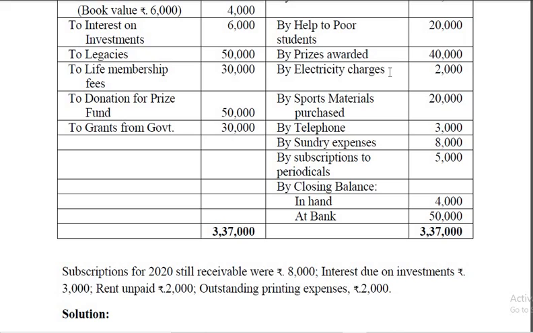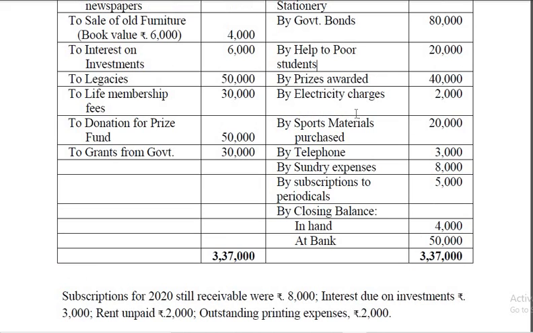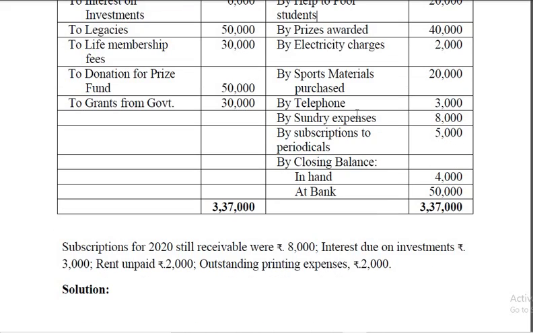Electricity charges, it's an expense. Sports materials purchased, okay. Yes, so there is no opening balance. So this is an item of asset. Telephone, it's a revenue expenditure. Sundry expenses, revenue expenditure. Subscription to periodicals, so it's recurring in nature, revenue expenditure. Closing balances will come to the closing balance sheet.